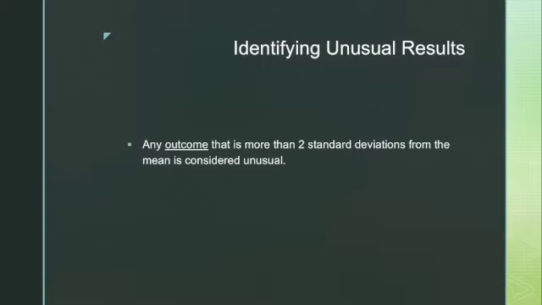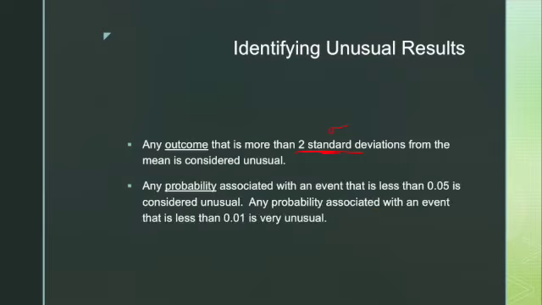How do we identify unusual results? It's important to know, and I'm going to talk about this in the next slide as well, that any outcome that is more than 2 standard deviations from the mean is considered unusual. It's considered unlikely to happen. Any probability associated with an event that is less than 0.05 is considered unusual, and any event probability that is less than 0.01 is considered very unusual.